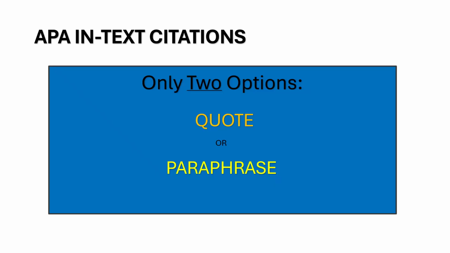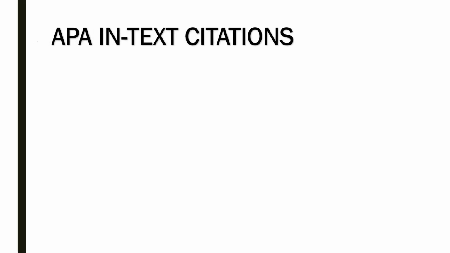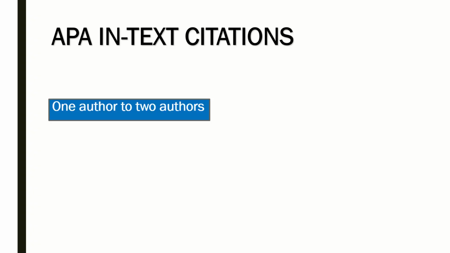When it comes to in-text citations, we have two major scenarios. We either have 1 to 2 authors or 3 or more authors. First, let's examine 1 to 2 authors. 1 to 2 authors is fairly straightforward. Every time you have 1 to 2 authors, you'll write out all of the authors' names along with the year of publication for the source.